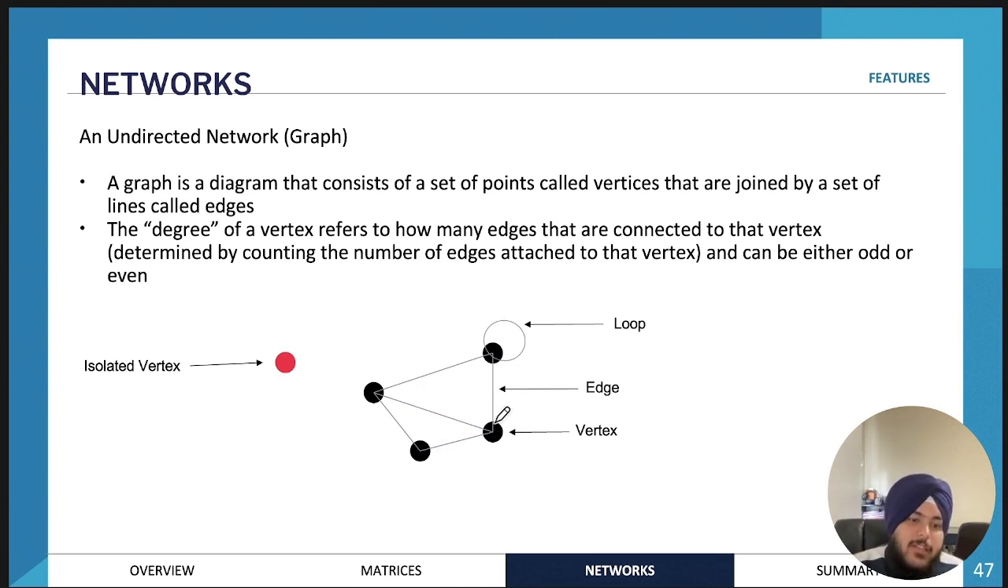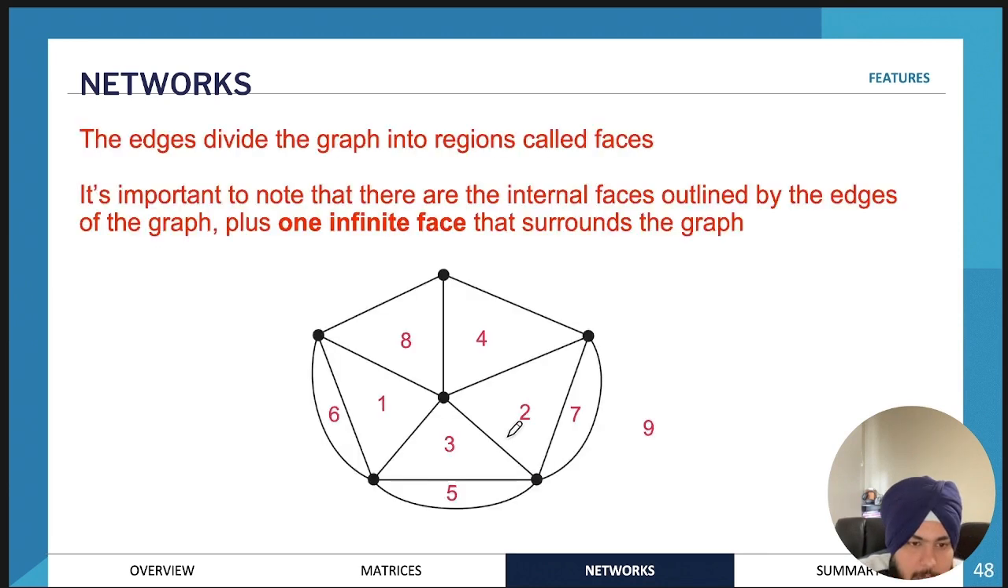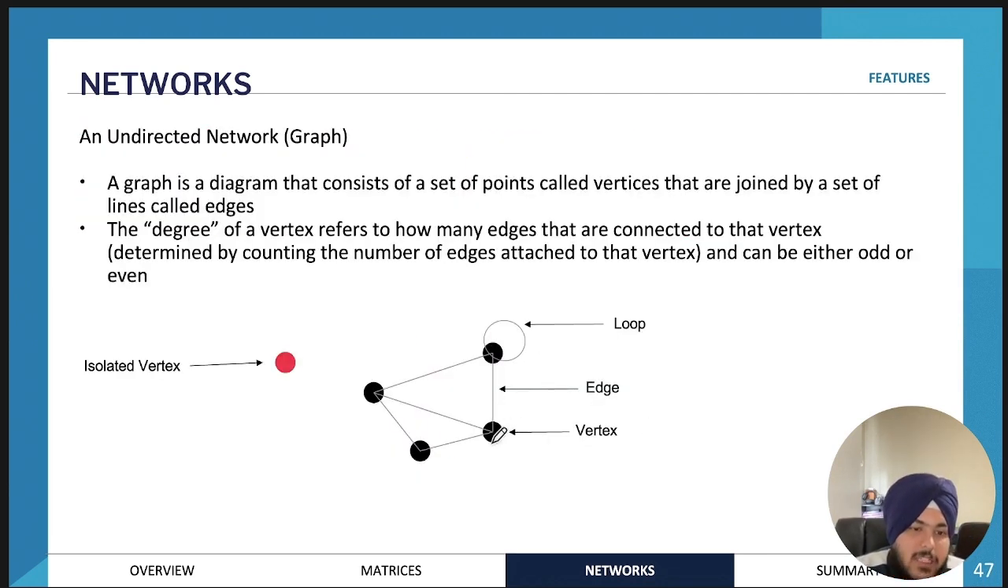So for example, in this one over here, this vertex would have a degree of 3 because we have one edge here, one edge here, and one edge here. So 3 edges. So therefore the degree of this vertex will be 3. And this is an odd degree. So if it's an odd number, then it will be an odd degree. If it's an even number, then it will be an even degree.